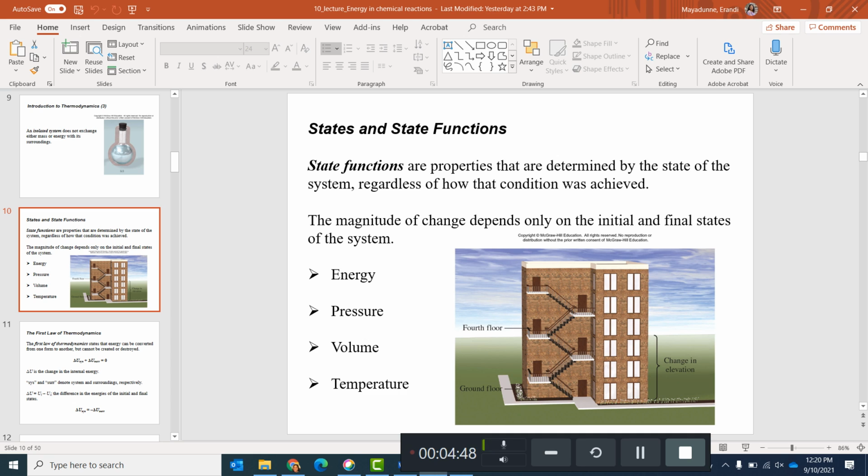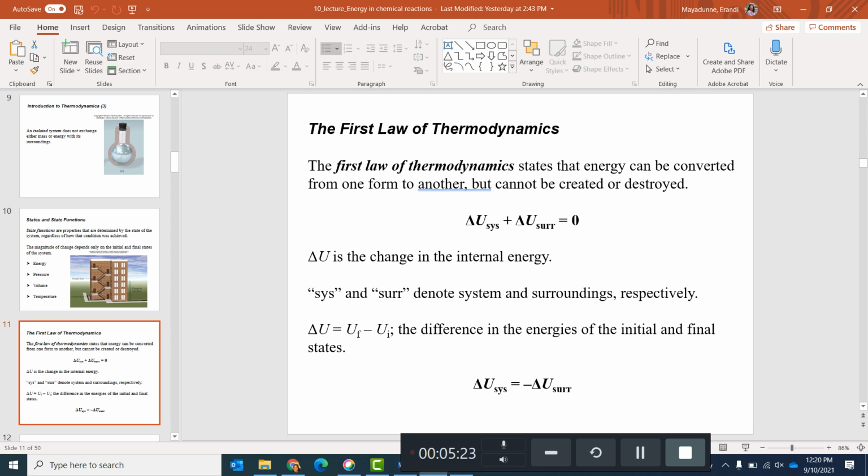Okay, so now the states and state functions. State functions are properties that are determined by the state of a system, regardless of how the condition was achieved. So you need to know what the state functions are and what the non-state functions are. Basically, for energy, you always consider how much energy at the beginning and how much energy at the end. It doesn't matter what happened in between. The same goes for pressure, how much at the beginning and at the end, volume, and temperature. So these are some state functions.